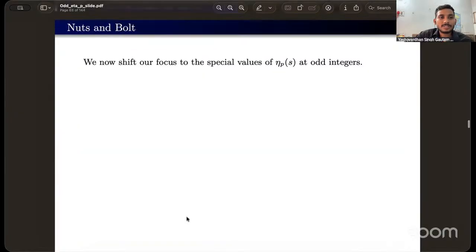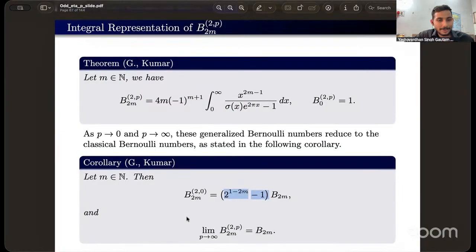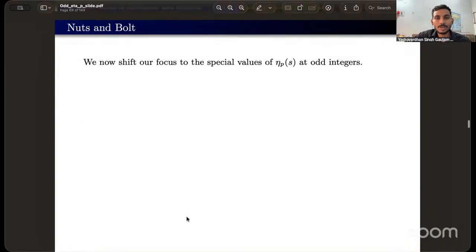Okay. Now, this is all about eta p at 2m and their limiting cases. Now, we want to see how we have this relation for eta p at odd integers. What is the Ramanujan analog for the eta p case in this eta p setting? Okay. Now we'll shift our focus from even to odd.